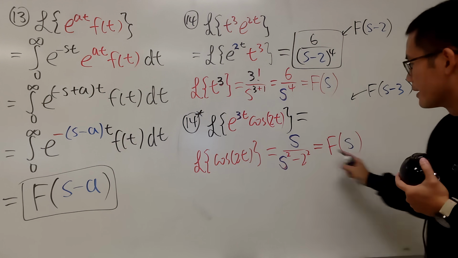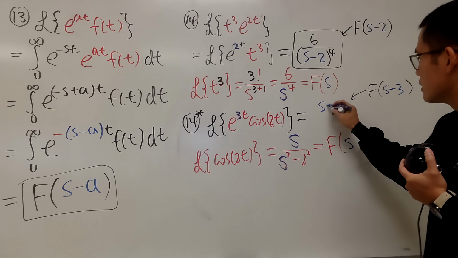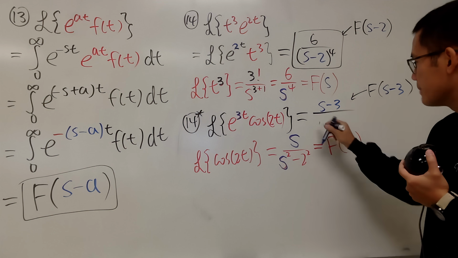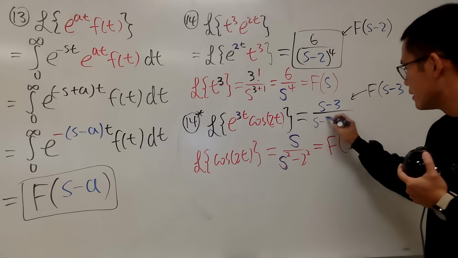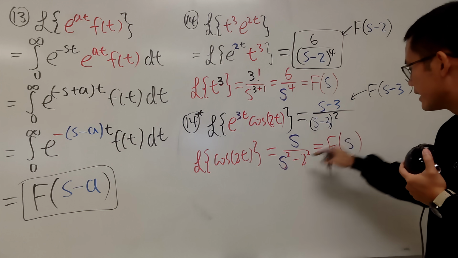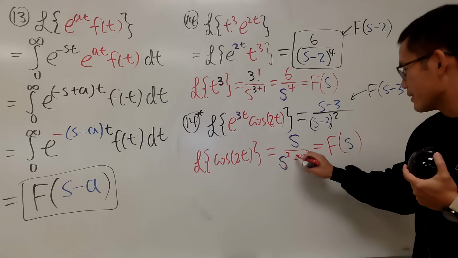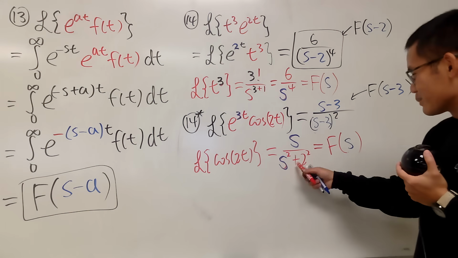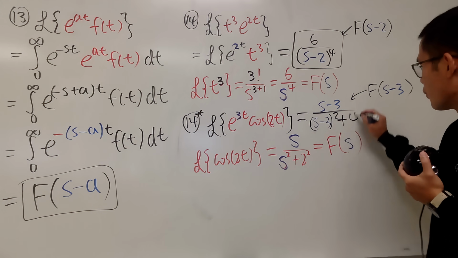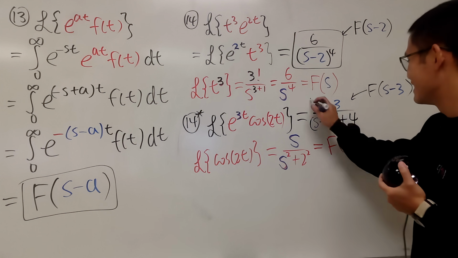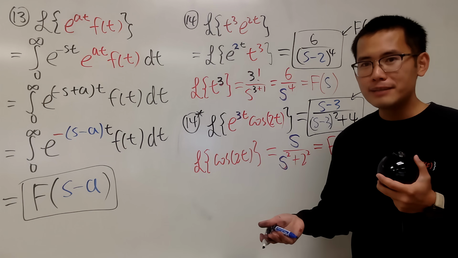So now, here you have s, here you have s. So go ahead and just have s minus 3 here over, put the s minus 3 here. And then you square that. And then here you have the cosines with plus, right? Cosines with plus. So you have this, and then in the end, you just add 2 squared, which is 4, like this. And then you are done. Right? So just like that. So this is not so bad, right?